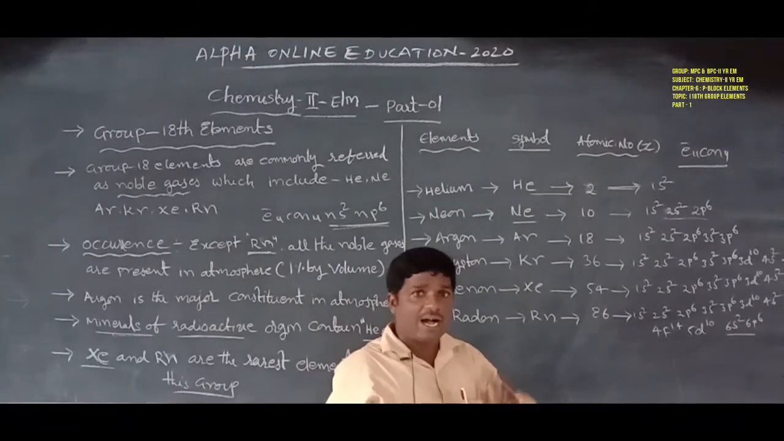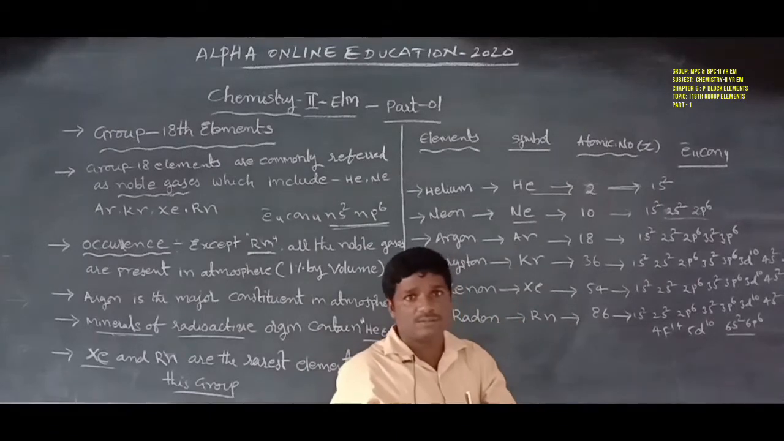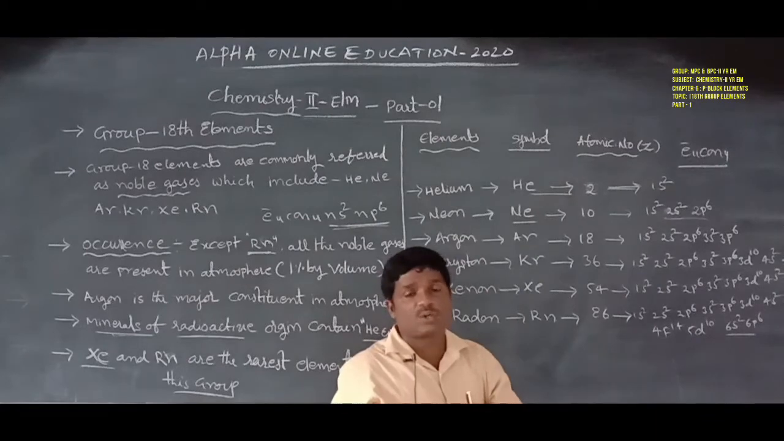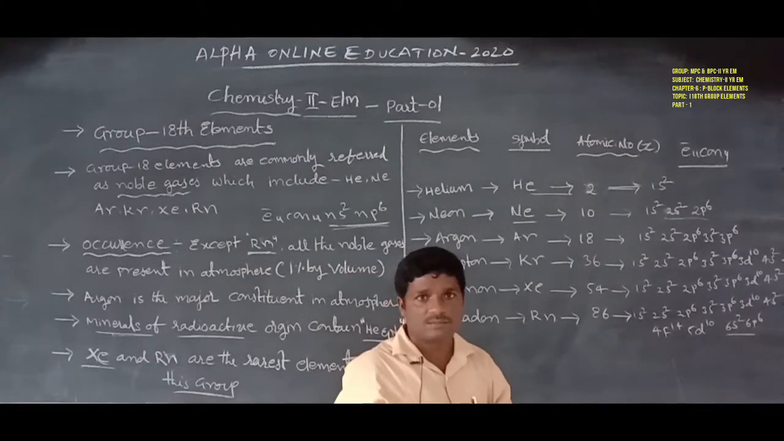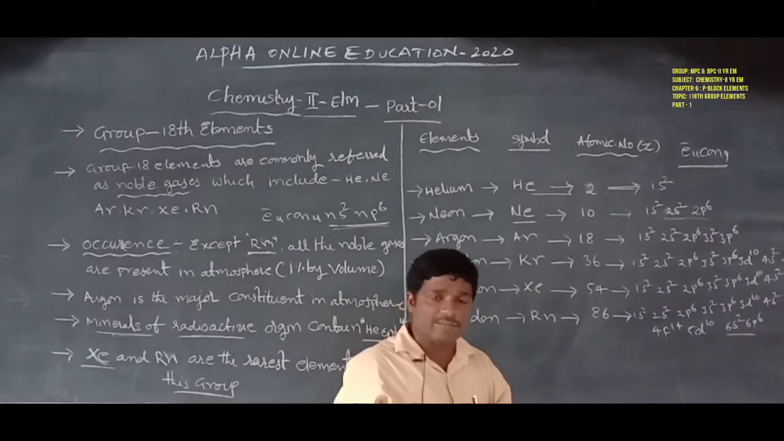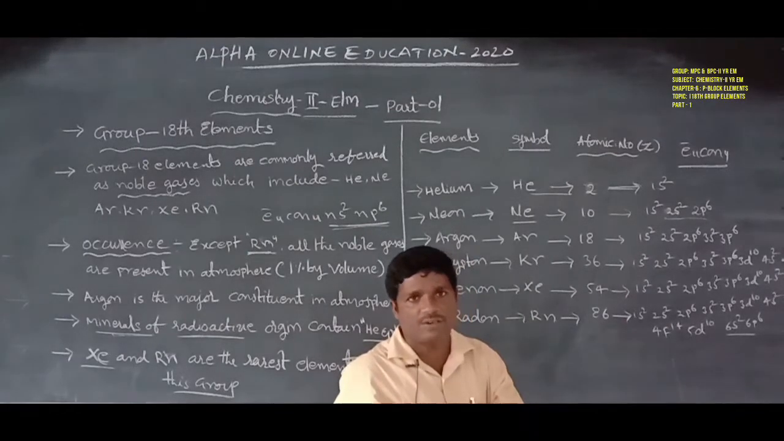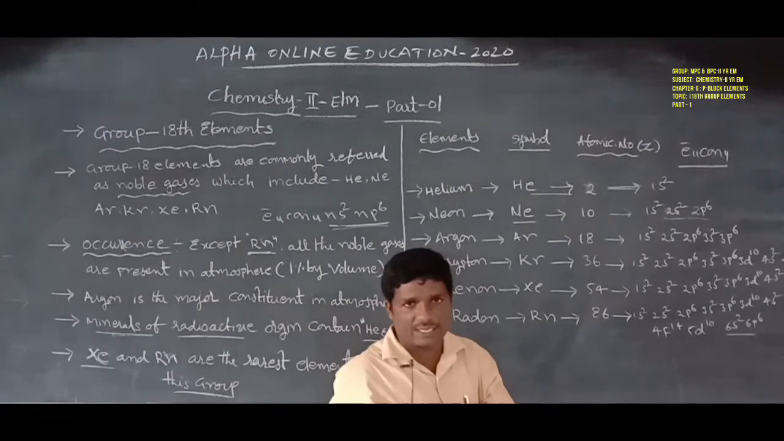Except helium, all noble gases are stable due to the presence of 8 electrons in the outermost shell. So it is also called the octet rule. The electron configuration of those elements is more stable than all the other groups, because the outermost shell consists of 8 electrons, a full-filled shell. So it is also called a stable electron configuration.